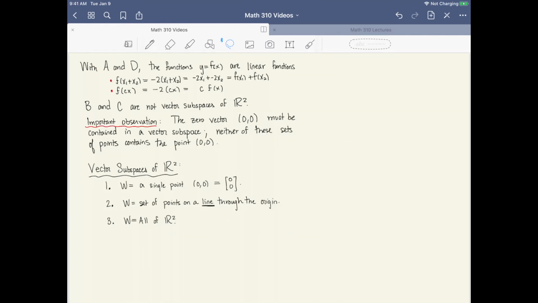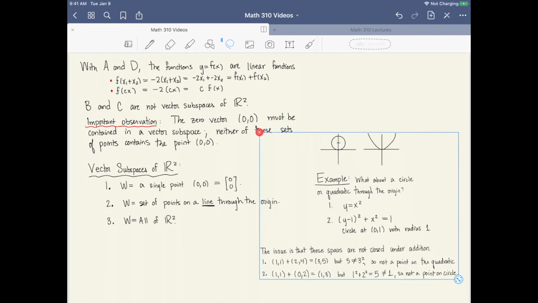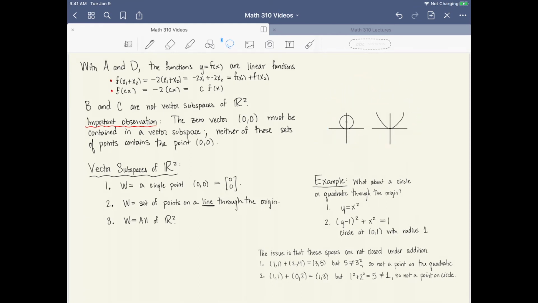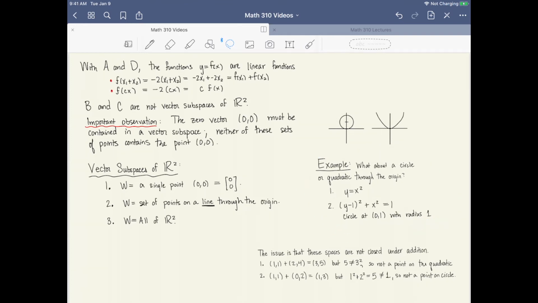Before moving on to R3, let's look at another quick example. So let's take something very similar to what we had before, but let's take a circle and let's take a quadratic. In this case, we're taking the circle of radius 1 that's centered at (0, 1). Now this circle does run through the origin, and our standard quadratic y equals x squared also does run through the origin. So for these examples, we can't take the quick check and rule them out by saying that (0, 0) is not on the set, because it is.